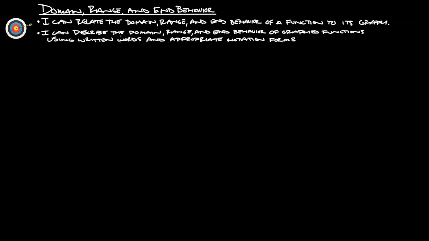I'm going to take you through the notes on domain, range, and end behavior. At the end of this, you should be able to say: I can relate the domain, range, and end behavior of a function to its graph, and I can describe the domain, range, and end behavior of graphed functions using written words and appropriate notation forms.